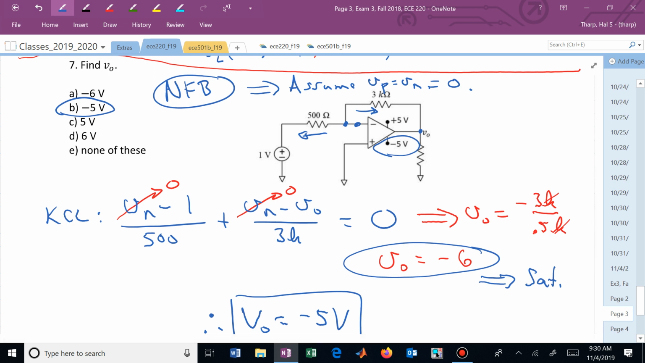If the problem would have asked for V sub n, we would have to go back and recalculate V sub n based on V sub 0 not being minus 6, but being minus 5. We would have to go back and put in variables for v sub n. Now all bets are off relative to v sub n and v sub p. They're not equal, and you'll have to then back calculate for v sub n if it had asked for v sub n.